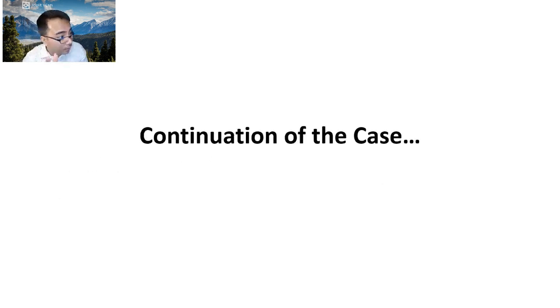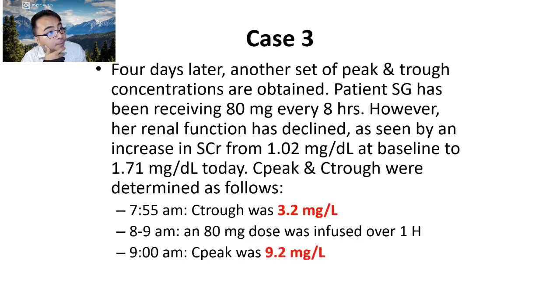Okay, let's continue on with the case. So adjust tayo, nagtaas tayo ng dose, nag-exceed tayo ng dosing interval. So 4 days later, another set of peak and trough concentrations in the patient are obtained. Patient SG has been receiving 80 milligrams every 8 hours. However, her renal function has declined, as seen by an increase in serum creatinine from 1.02 at baseline to 1.71. So tumaas after 4 days.